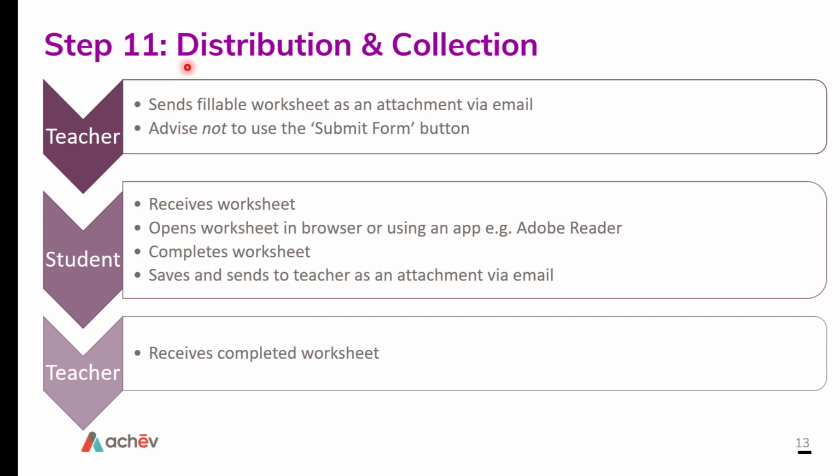Now let's talk about distributing your worksheet to your students. Adobe Acrobat Pro has some pretty fancy ways of distributing fillable forms, but that requires a couple of extra steps. The most straightforward approach would be to send your fillable worksheet to your student via email, as an attachment and advise them not to use the Submit Form button when they finish completing their homework. When they open their worksheet, whether in a browser or an app like Adobe Reader, they can go ahead and save the document and submit via email as an attachment. You, the teacher, will receive the completed worksheet and provide feedback.